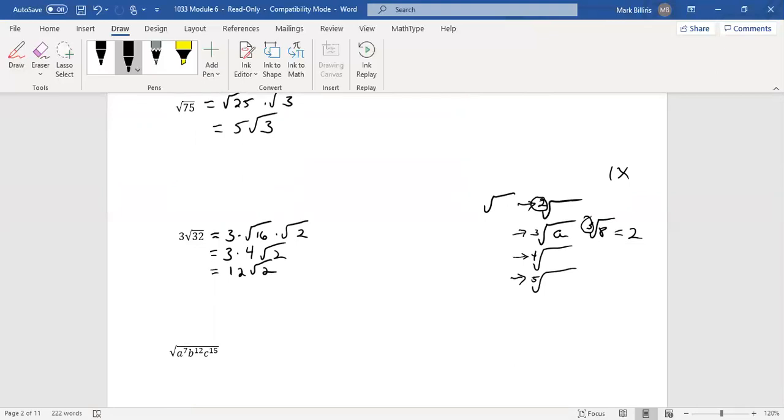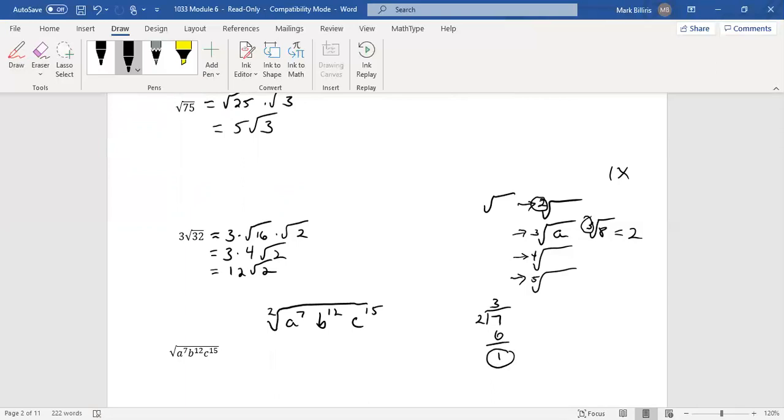So what I'm going to do is show you this particular problem. I'm going to rewrite it, but I'm going to write the index 2. So that's a to the 7th, b to the 12th, and c to the 15th. So what I do to simplify is I divide the exponent by the index. So for the a, I'm dividing 7 by 2. So 2 goes into 7 3 times with a remainder of 1.